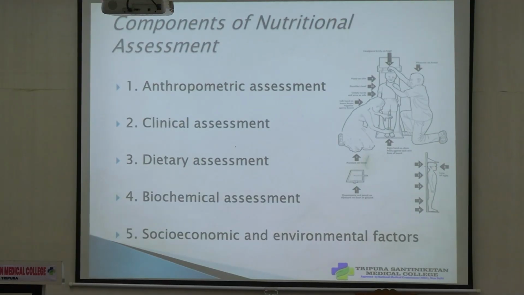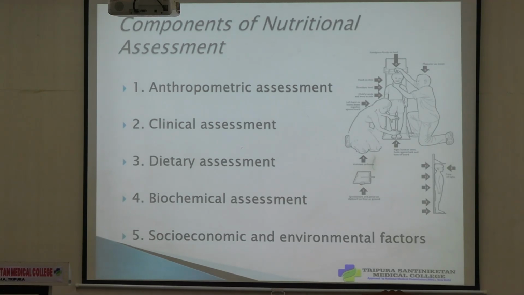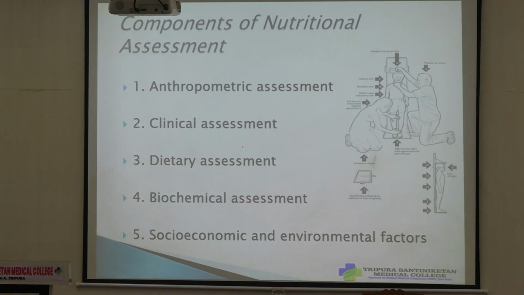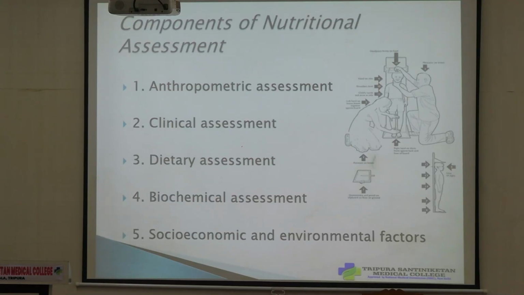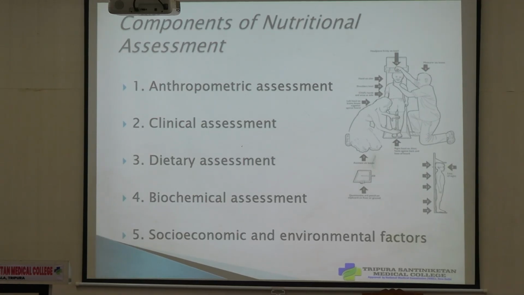What is anthropometry? Anybody? So in the picture, what are they doing? They are taking anthropometric measurement like head circumference, height, weight. These are the anthropometric measurement. And the second is clinical assessment, dietary assessment, biochemical assessment like vitamin test, and the fifth is socioeconomic and environmental factors. Mainly refers to the earning number of the family or the earning members.